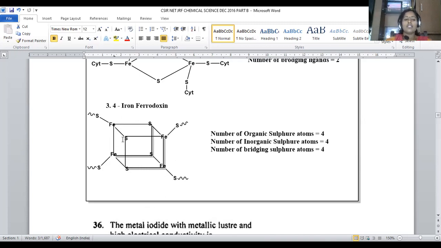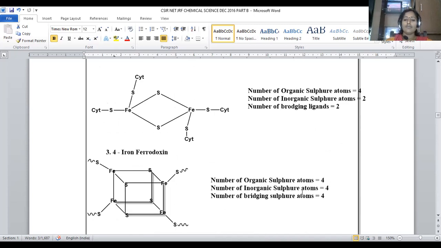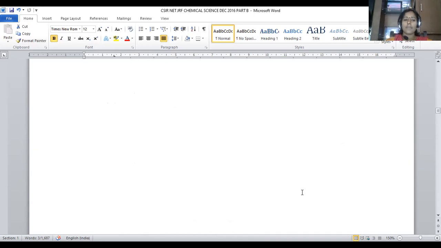So here, what is the distribution? Irons are located at the corners, and 1, 2, 3, 4 sulfurs are there. They are purely linked with only metals. That's why these 1, 2, 3, 4 sulfurs, whichever are present within the cube, are regarded as inorganic. And the terminal sulfurs are bonded with the proteins, right? That's why these 4 sulfurs are called organic. Inorganic sulfurs are 4, organic sulfurs are 4, and these are bridging sulfur atoms. That's the reason why in 4-iron ferredoxin, 4 inorganic sulfur atoms are present.